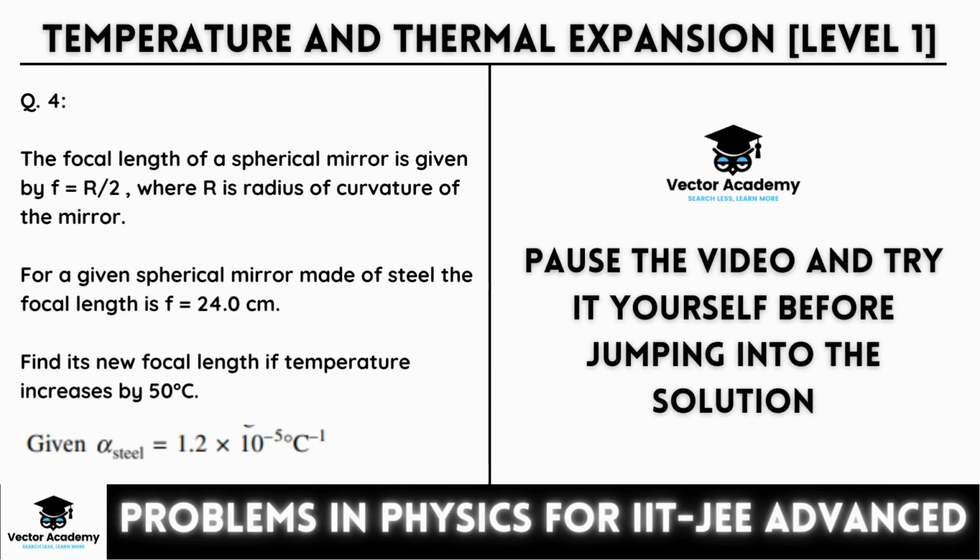Question 4. The focal length of a spherical mirror is given by f equals r divided by 2, where r is radius of curvature of the mirror. For a given spherical mirror made of steel, the focal length is f equals 24.0 cm. Find its new focal length if temperature increases by 50 degrees Celsius. Given thermal expansion coefficient of steel equals 1.2 × 10^-5 per degree Celsius.